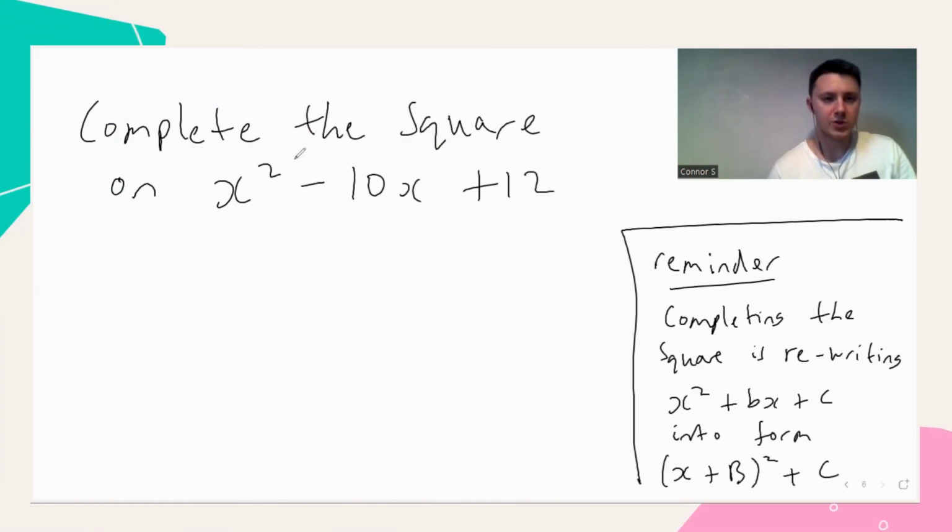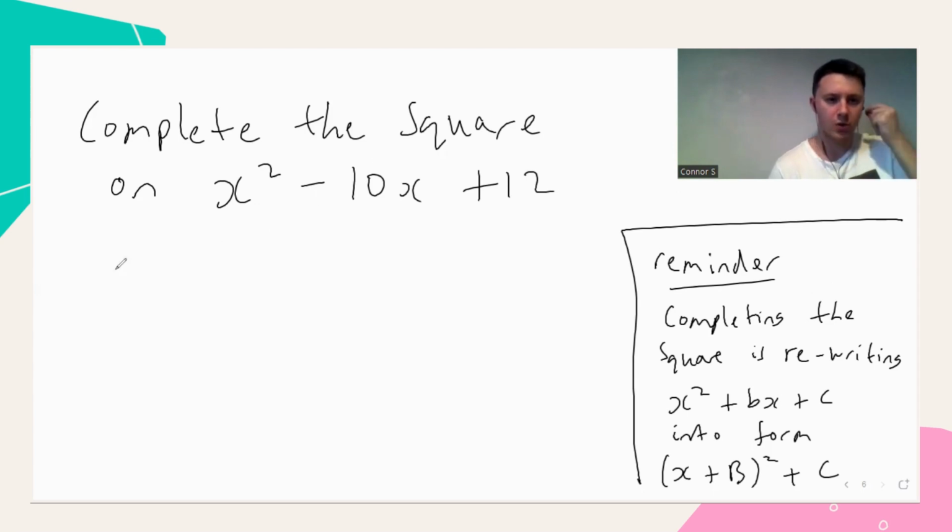Today we're going to go for an example of completing the square. We're going to complete the square with this quadratic here: x squared take away 10x plus 12. But let's just remind ourselves what completing the square is. Completing the square is a way of rewriting a quadratic into a form like this. If you've got x squared plus bx plus c, it's a way of rewriting that quadratic in a different way of looking. Now you could have a number in front of the x squared there, but we're not going to worry about those kind of examples today.